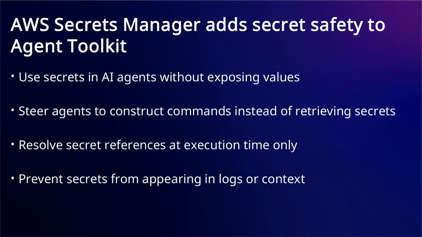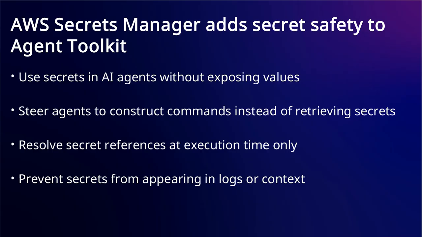When you use AI coding agents with AWS, retrieving secrets as plain text exposes sensitive values in agent context, session logs, and model memory. This creates a risk where credentials and other secrets become visible throughout your agentic workflows. AWS Secrets Manager now provides a secret safety skill in the Agent Toolkit that solves this problem through a two-layer approach. You can use secrets and AI agents without exposing values by having the agent construct commands that reference secrets rather than retrieve them directly.